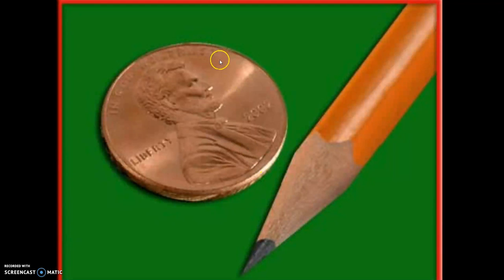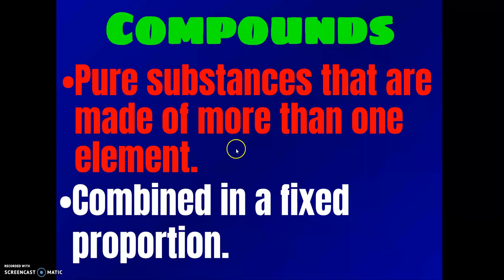Here's two examples. Copper. Pennies are now copper coated. There's zinc in the middle. And then graphite. Graphite is pure carbon. That is an element. And this is also an element. The wood is a mixture of different elements. Compounds are pure substances that are made of more than one type of element.